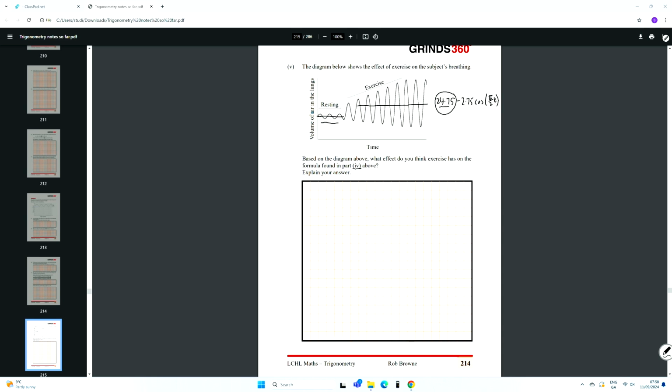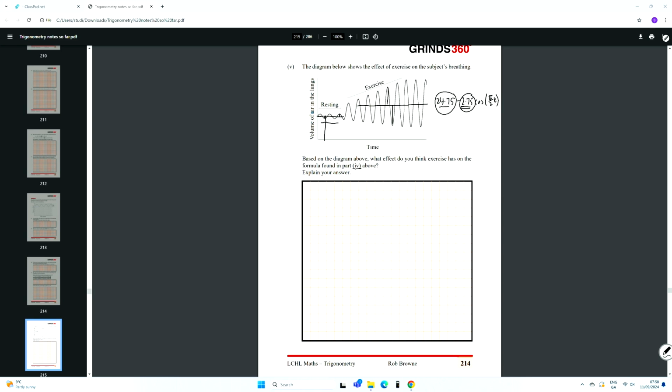Notice as well here that this is the amplitude. So there's the amplitude there, and the amplitude there, we're going up and down. That's the 2.75 in this graph here. You can see the amplitude over here is much bigger. So that number will have increased as well. So the 24.75 and the 2.75, they both have gone up because the center line and the amplitude have both increased from the graph.